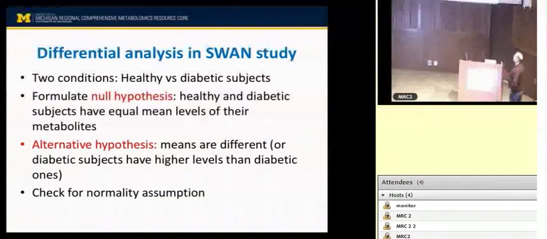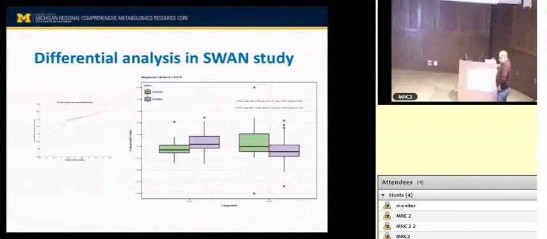So here are the results, just to showcase. For example, this may be a little bit of a suspect metabolite in terms of the normality assumption. These are something known as the quantile-quantile plot. And you see, if your data, which are the blue dots, hug tightly the red line, that means that the normality assumption holds very well.